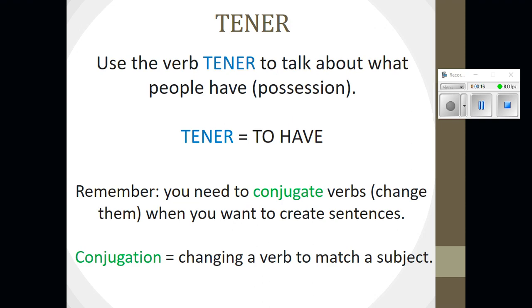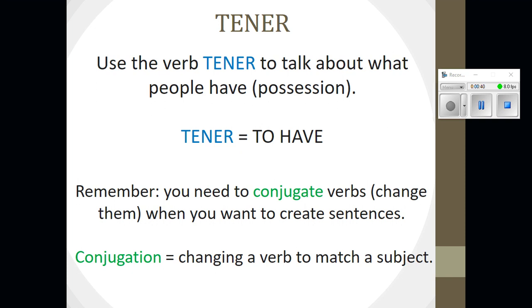Okay, so for part A on your note guide, it says to fill in the blanks according to the information in the video. It wants us first to write what the verb tener means in English. It tells us on the PowerPoint to use the verb tener to talk about what people have, or possession. So the verb tener means to have. So let's fill that out on the note guide. Tener means to have.